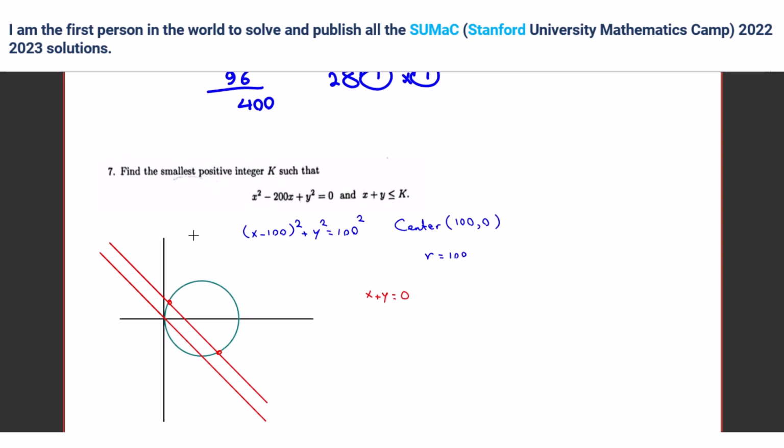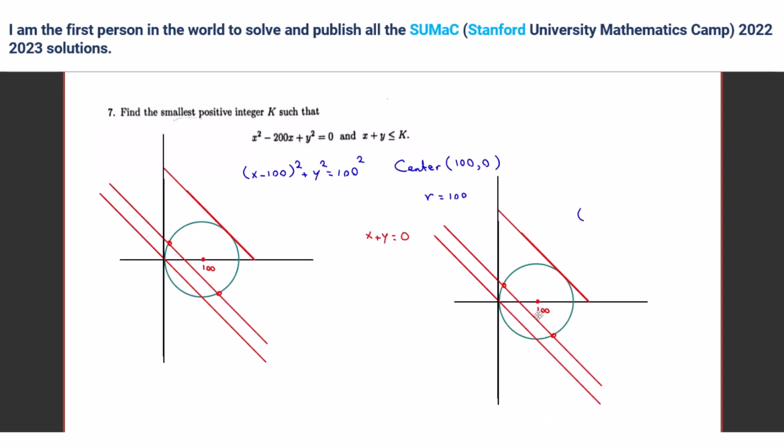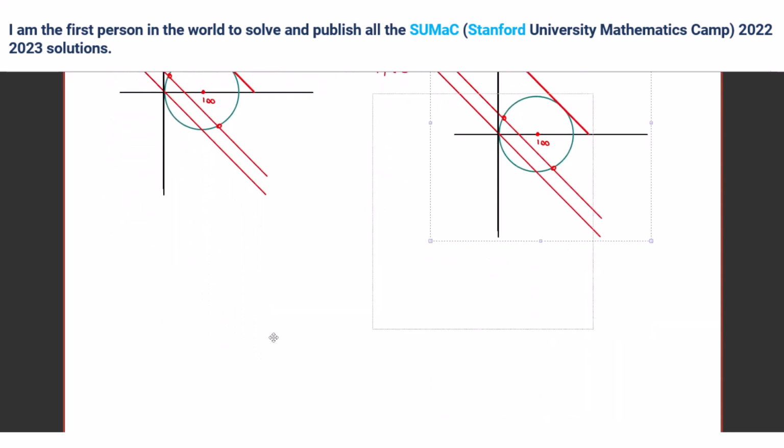So we should draw what line? It's like a tangent, a line tangent to the circle. Exactly. So you should find this line that is tangent to this circle. You said the center of this circle is (100, 0), right? Let me copy this here and we can erase the things that we don't need.